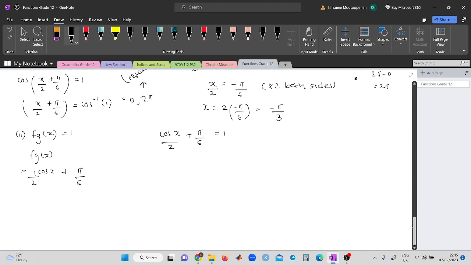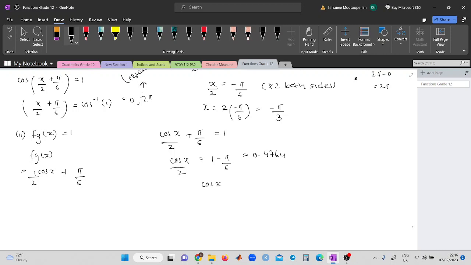Donc, maintenant, deuxième qui arrive, cos of x over 2 equals to 1 minus pi by 6. So 1 minus pi by 6, ça me fait, on peut gagner in terms of decimal, 0.4764. Donc cos of x will be this one multiplied by 2, again 0.9528, quelque chose. X will be equal to the cos inverse of this thing here, 0.9528. Donc cos inverse de ça.